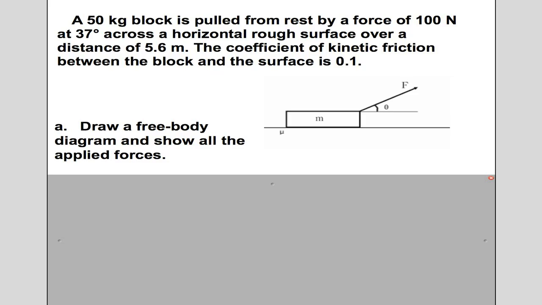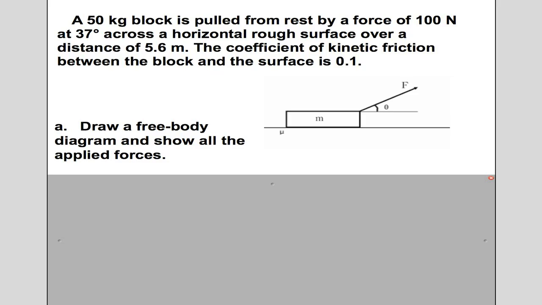As a first example, let us look at us pulling a 100 Newton, 50 kilogram block with a force of 100 Newton at an angle of 37 degrees across a horizontal rough surface. In other words, it has friction over a distance of 5.6 meters. The coefficient of friction between the two surfaces is 0.1. So we're going to calculate the work done by all the forces that are involved.